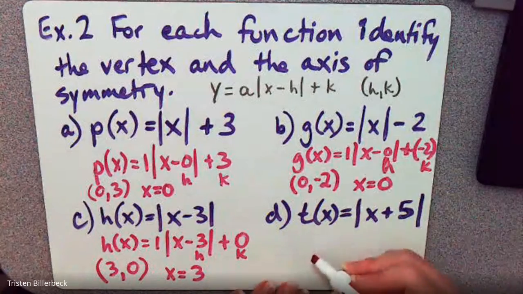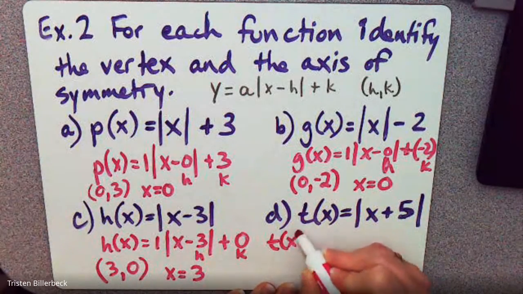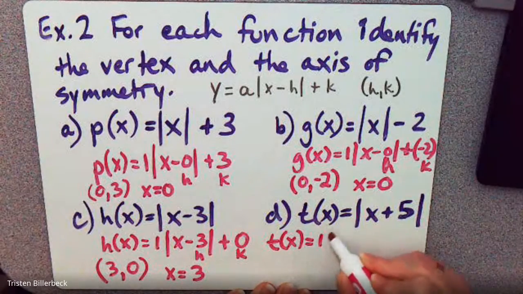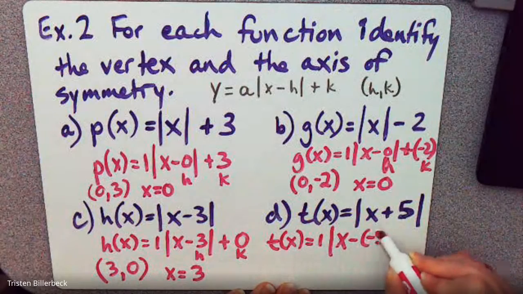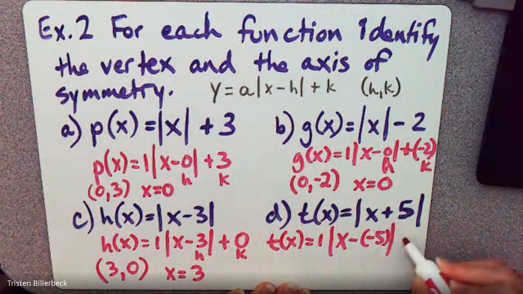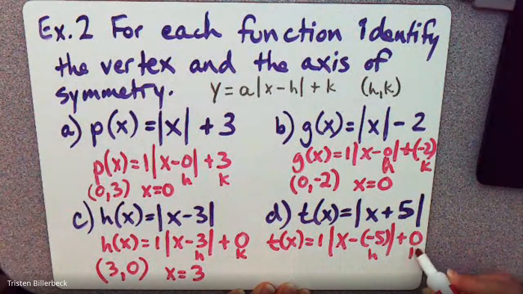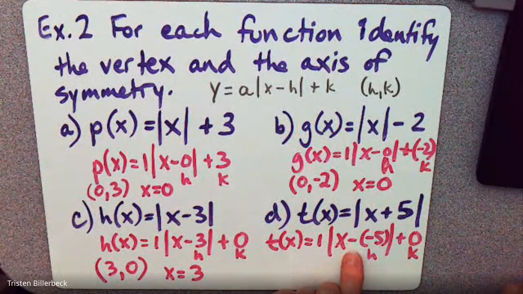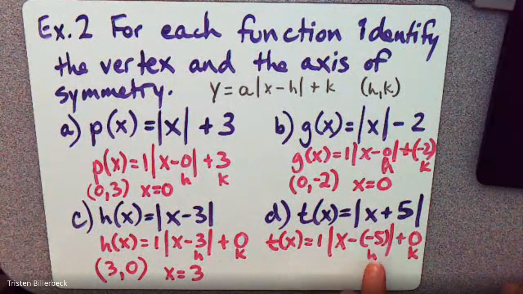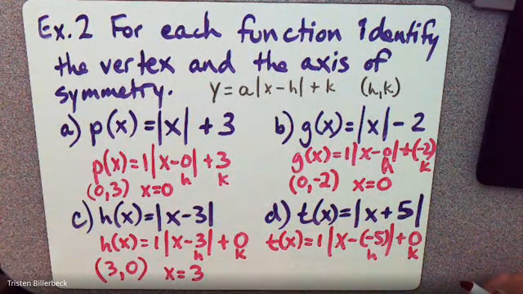Now this one's a little tricky, so let's look at it. T of x equals 1 times x minus a negative 5 plus 0. So our h is here and our k is here. We have to remember it needs to be a minus. This is a huge error to make that a plus 5. I know we want to, but don't do it.